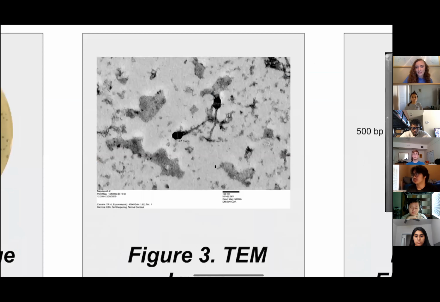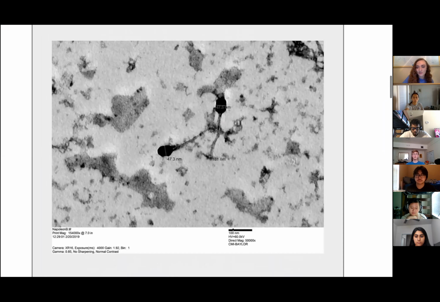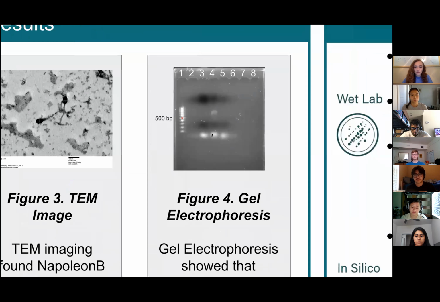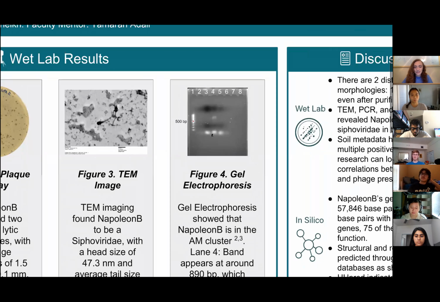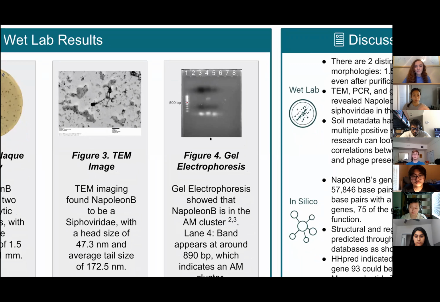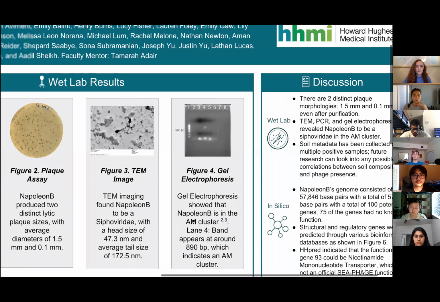And this is really tiny. This bar line shows 100 nanometers, so phages are super small. We did gel electrophoresis to determine which cluster, which is basically a family or grouping, this Napoleon B was a part of, and we discovered it was a part of cluster AM.